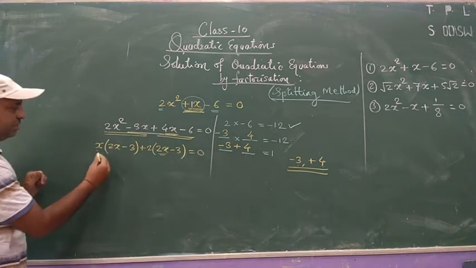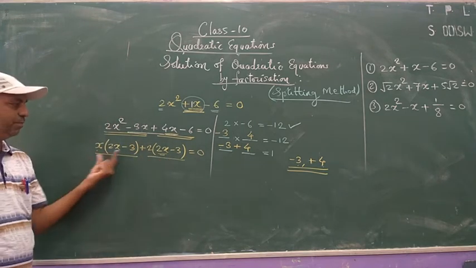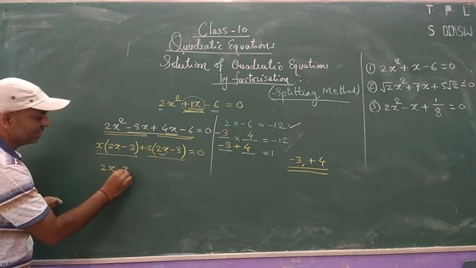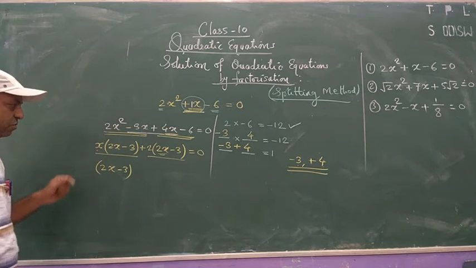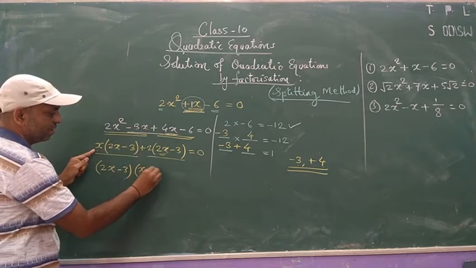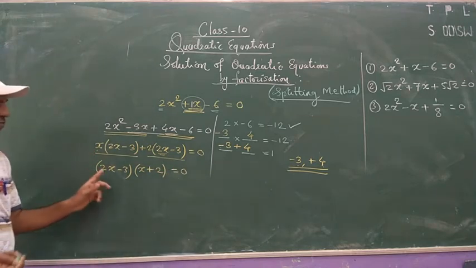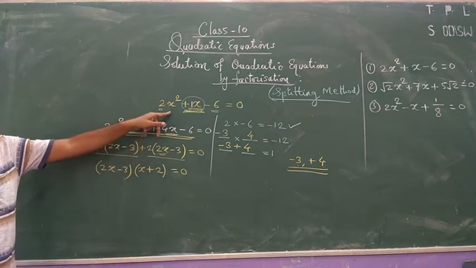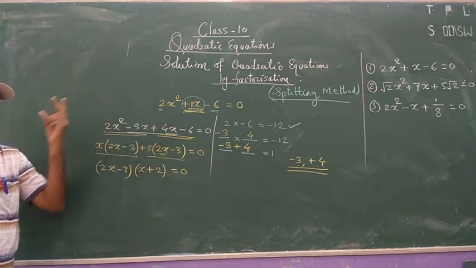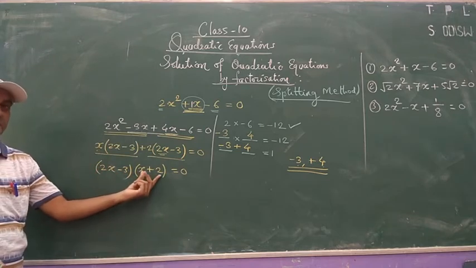Now this is one term and this is the second term. So what is common between these two terms? 2x -3 is the common. So when I took this bracket common, what remains here is x plus 2 is equal to 0. So these are the factors of this equation. This quadratic equation has two factors, that is 2x -3 and x plus 2.